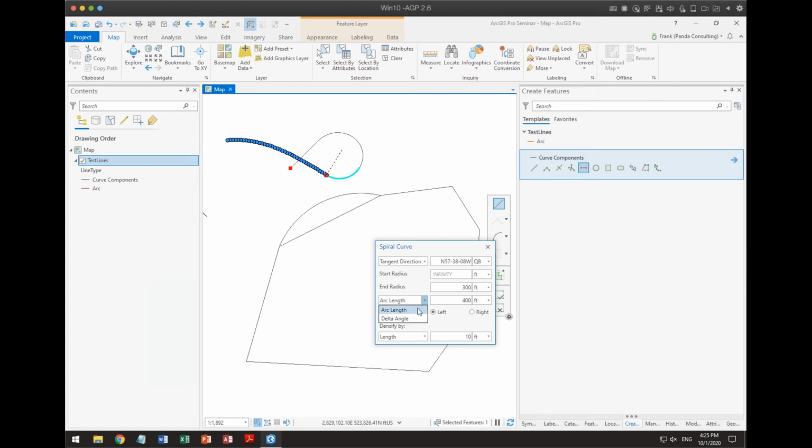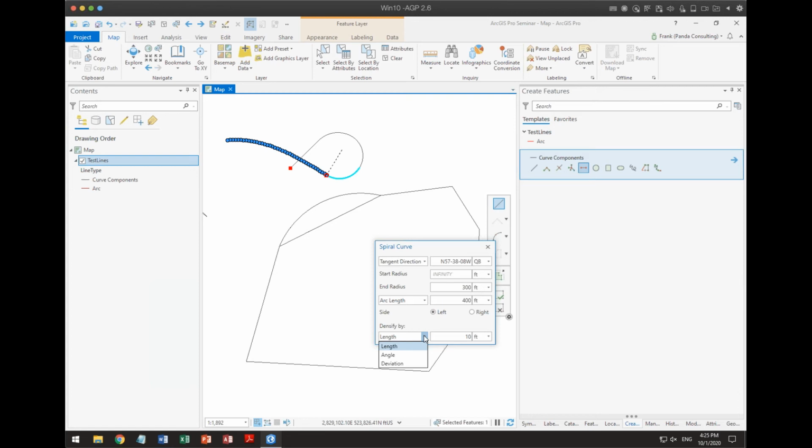What's the overall arc length or delta angle on here? Let's just do arc length on here. So it's 400 foot long. Does it go to the left or the right? All right. And this final thing is, well, how do you want me to store the geometry?